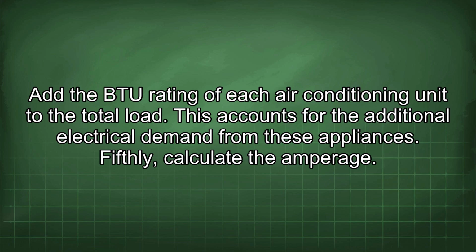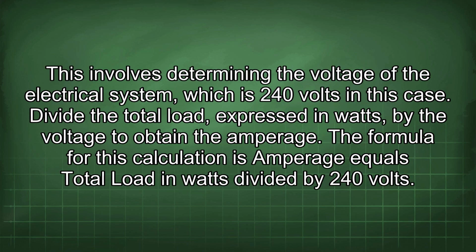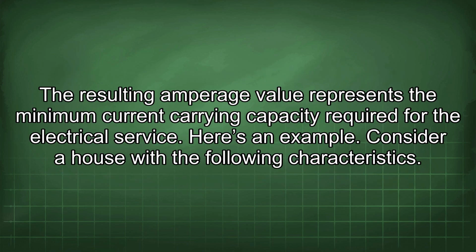Fifthly, calculate the amperage. This involves determining the voltage of the electrical system, which is 240 volts in this case. Divide the total load, expressed in watts, by the voltage to obtain the amperage. The formula for this calculation is amperage equals total load in watts divided by 240 volts. The resulting amperage value represents the minimum current carrying capacity required for the electrical service.